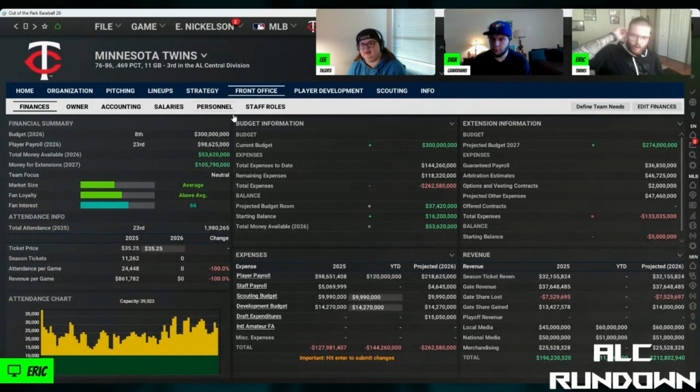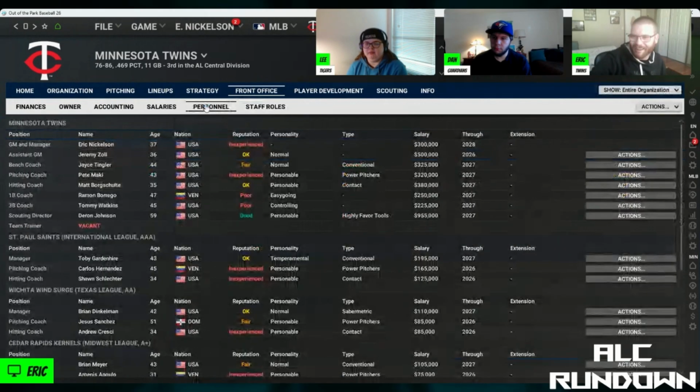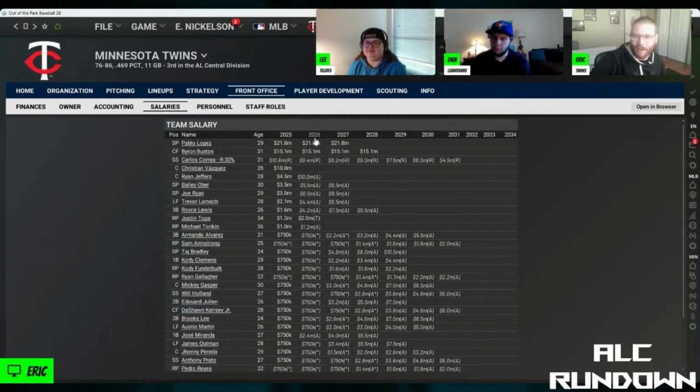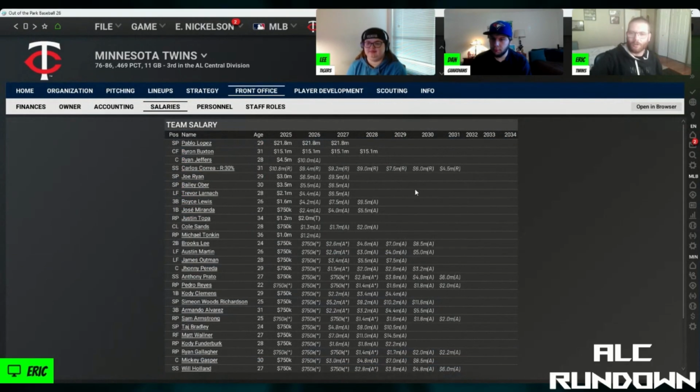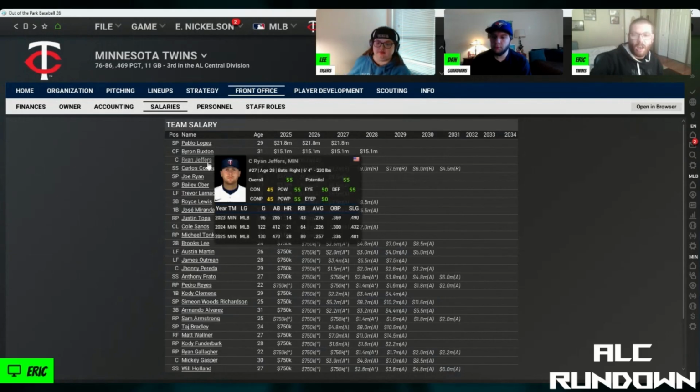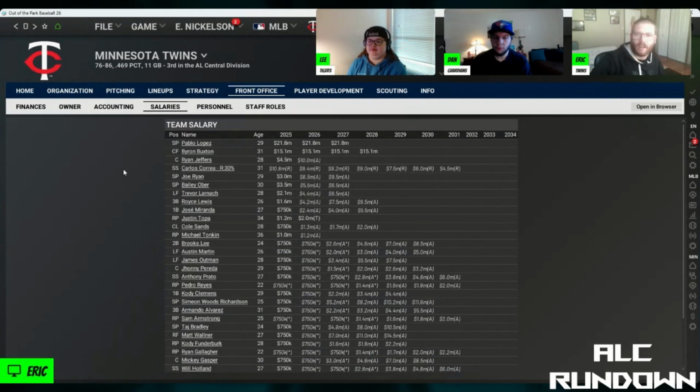The arbitration numbers for the Twins are most of the starters. So this really should make you sad if you're a Twins fan, because you have some promising names. You have Ryan Jeffers, who has been a solid starting catcher. I don't think he's all-star level, but he's a solid, good hitting catcher. Poor defensive catcher. He's getting to be 28 years old.